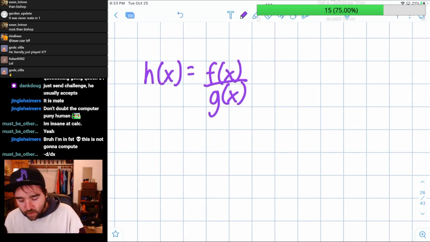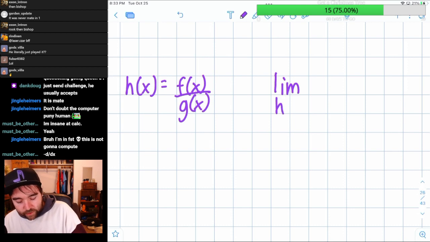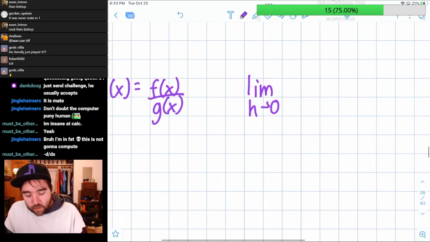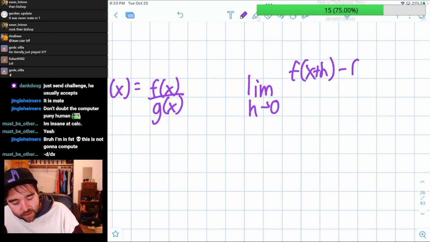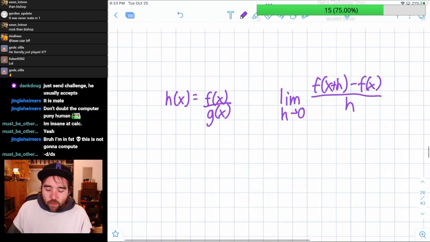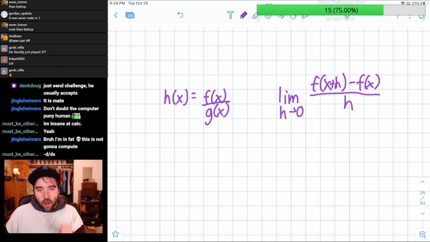So first off, let's remember what the definition of the derivative is, because that's critical here. So the limit definition of the derivative, which is the main definition of the derivative, is the limit as h approaches 0 of f of x plus h minus f of x over h. So what we're going to do is start with the limit definition of h of x, and we're going to work that through and see what happens.